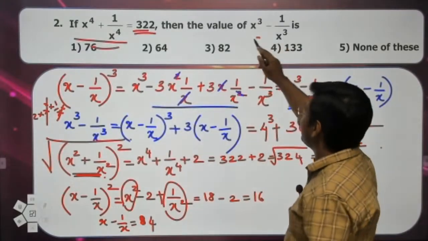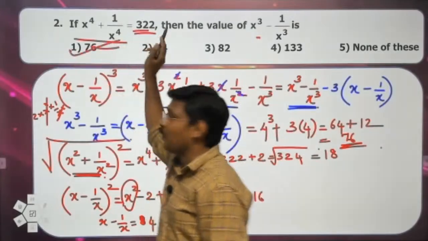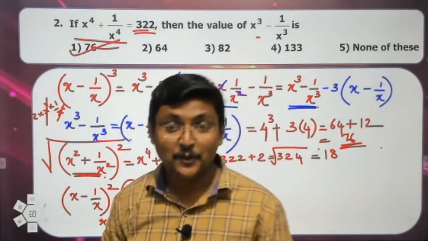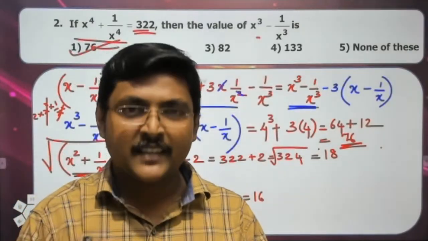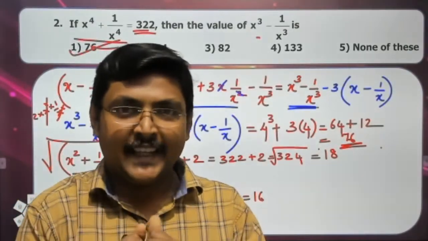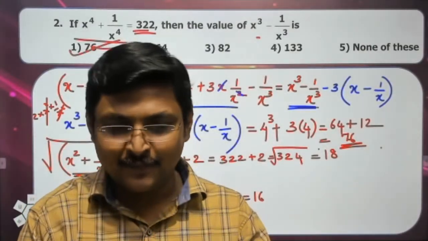So for this question, the value of x cube minus 1/x cube, the answer is option number 1, 76. A good question asked for SSC CGL. Of course, we need practice for solving these questions within that limited time period. We should know all the results to find the answer. I hope it is clear for all, right?